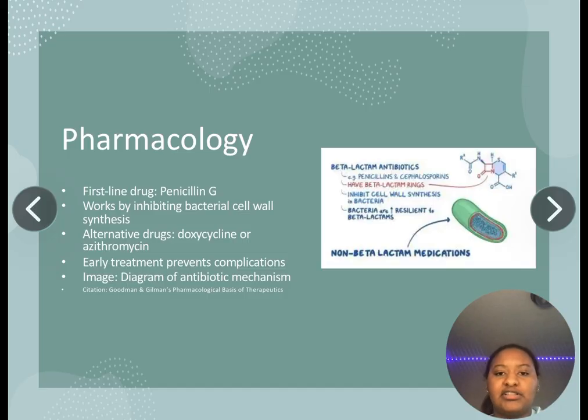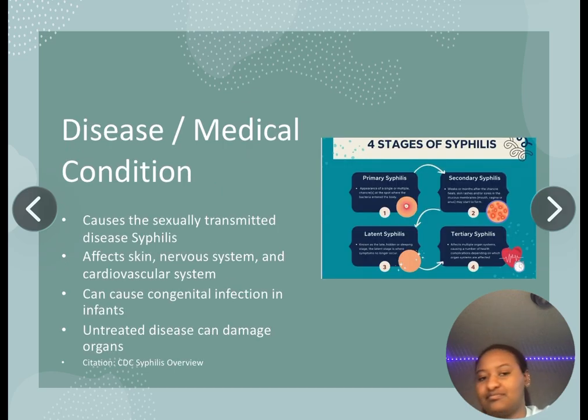The gold standard treatment for syphilis is penicillin G, which stops the bacterium from building its cell wall. Early stages can often be treated with a single injection, while later stages will require multiple doses. Alternative drugs exist for people who cannot take penicillin due to allergies, but penicillin remains the most effective option.